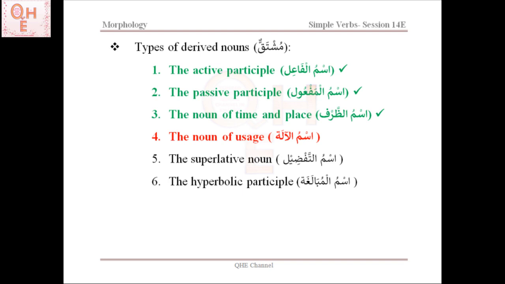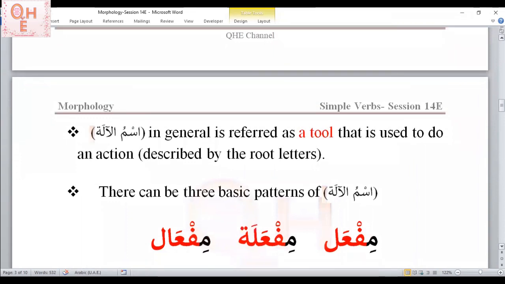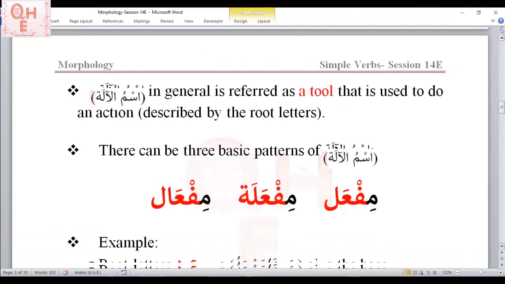Now let's learn some basic information about this noun. So what is this noun? Ismul ala in general is referred to as a tool that is used to do an action described by the root letters. There can be three basic patterns of ismul ala: mif'al, mif'ala, mif'al.